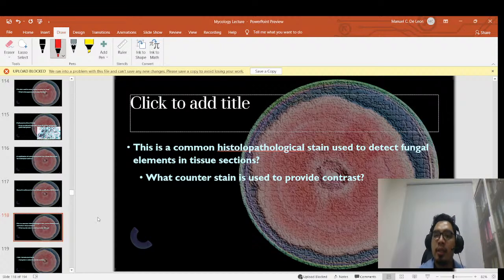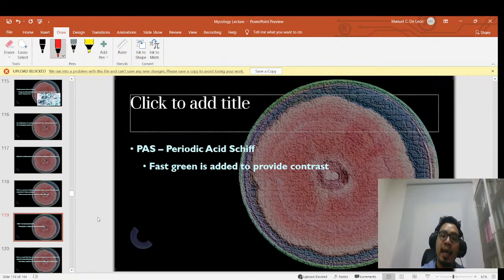However, since we use this stain for routine histopathology, you can see them in periodic acid Schiff. Fast green is added also to bring out the contrast, and it tinges the fungi green.